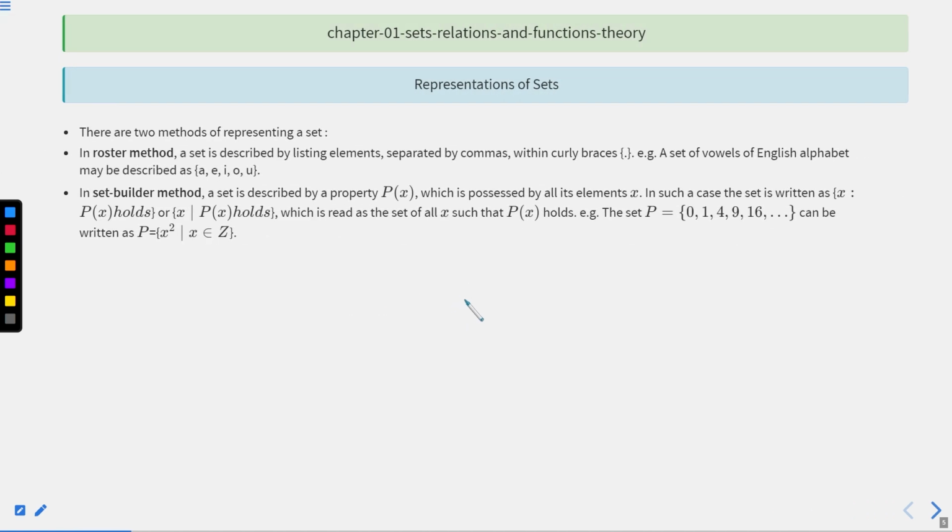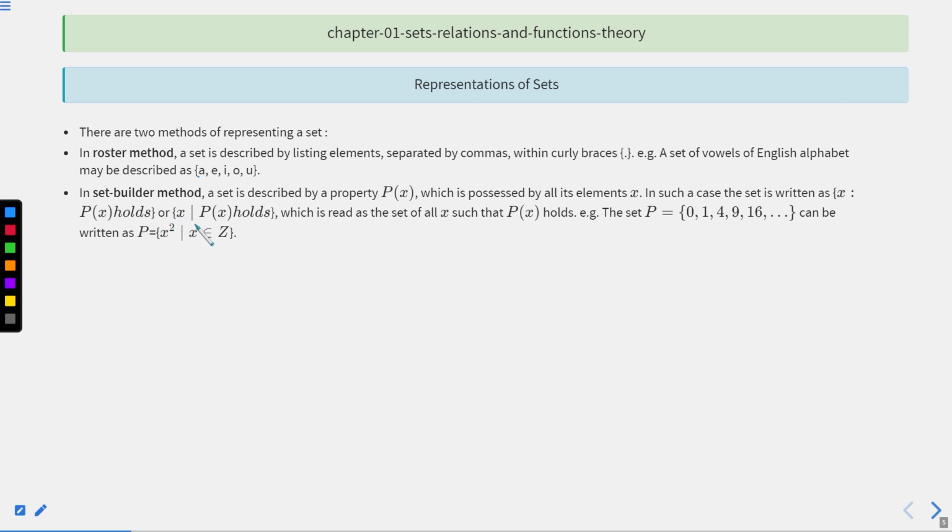Next thing, representation of a set. There are basically two methods of representing a set. First is the roster method. Second is the set builder method. In the roster method, a set is described by listing elements separated by commas within curly braces. Example: a set of vowels of the English alphabet may be described as {a, e, i, o, u}. We can say that each element is separated by commas and the set is represented by curly braces. All the elements are inside the curly braces, right?